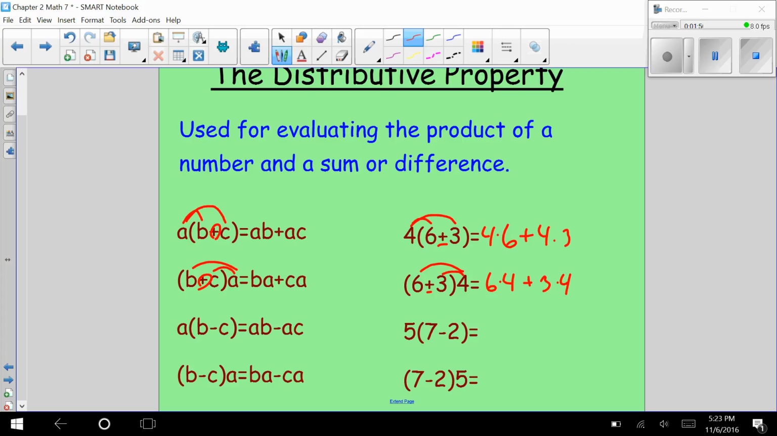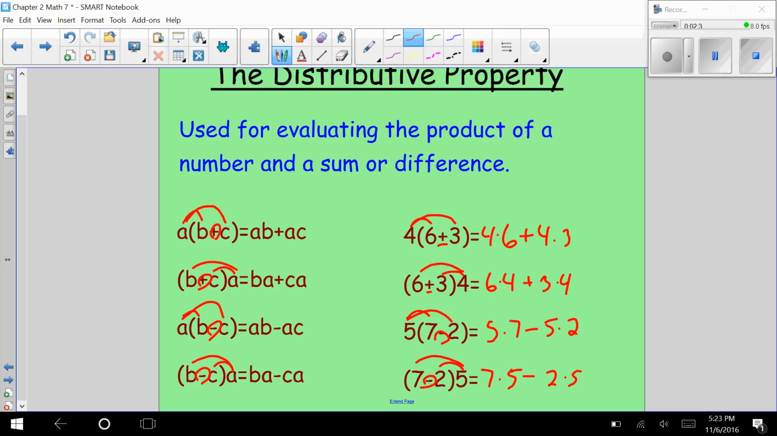The third case says that I can distribute into subtraction. So a times b and a times c with a minus in the middle. So 5 times 7 and 5 times 2 with a minus in the middle. And the fourth case, I take my a from the back and distribute into my subtraction. So a times b, a times c with a minus in the middle. So I take my 5 times my 7, or 7 times 5, my 5 times my 2, or 2 times 5, got a minus in the middle, so a minus in the middle.